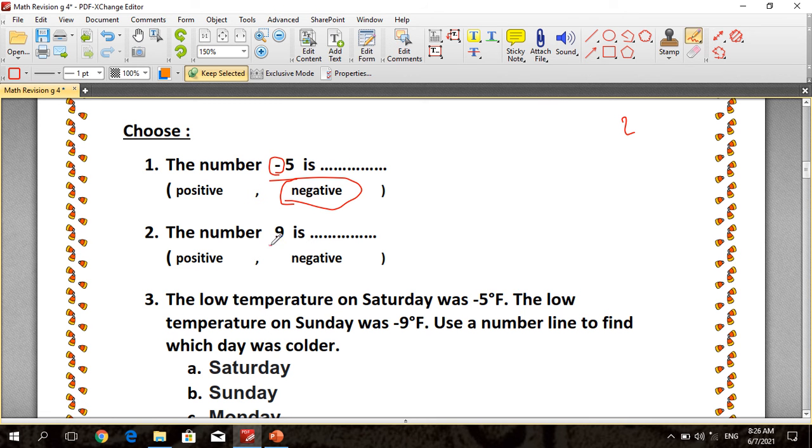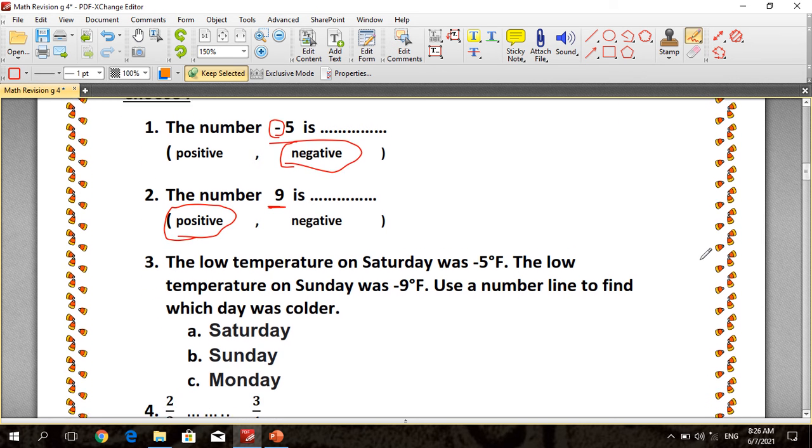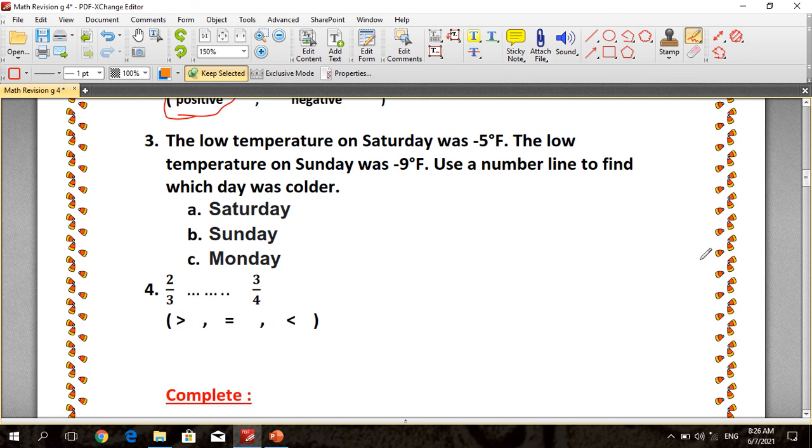Is this number positive or negative? It's 9, so that's positive. Alright, now let's see question number 3.